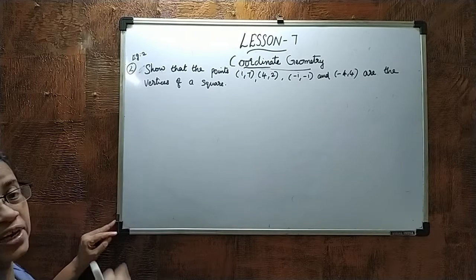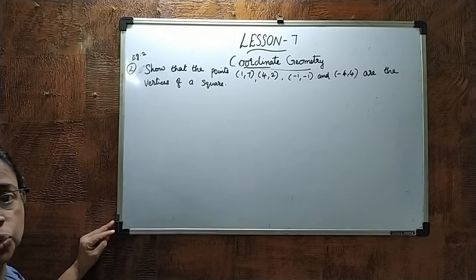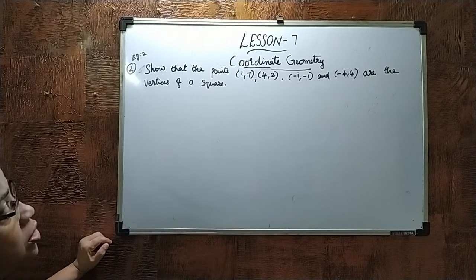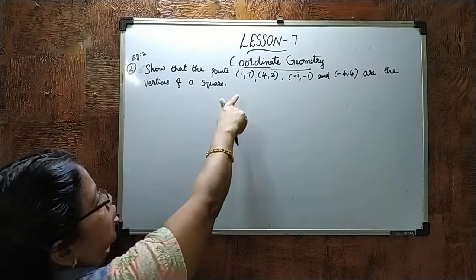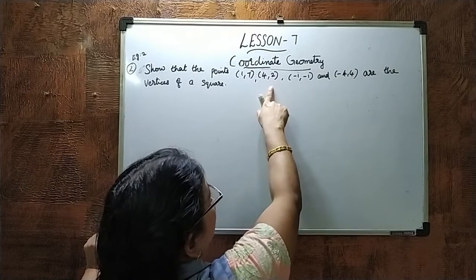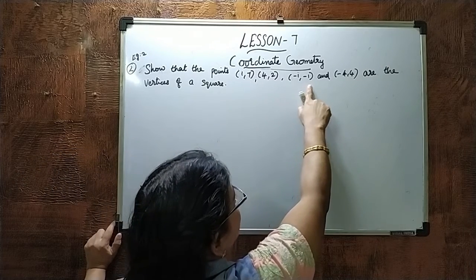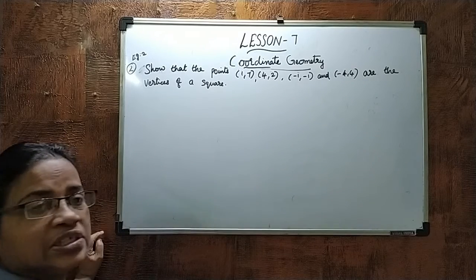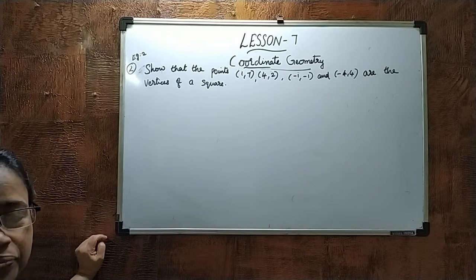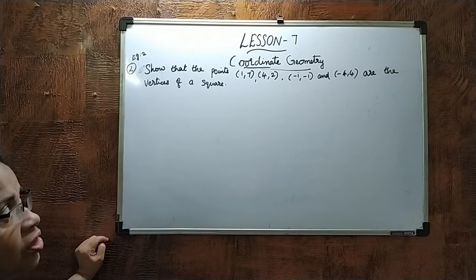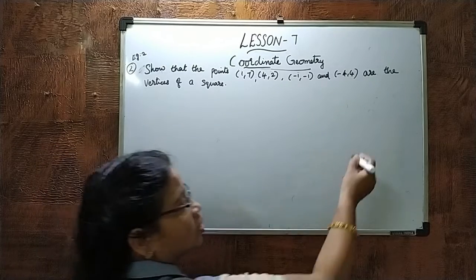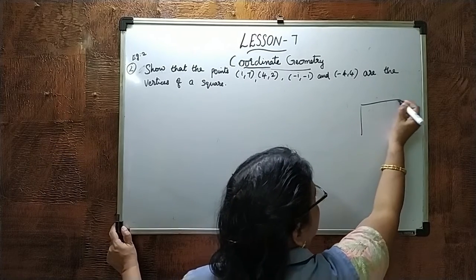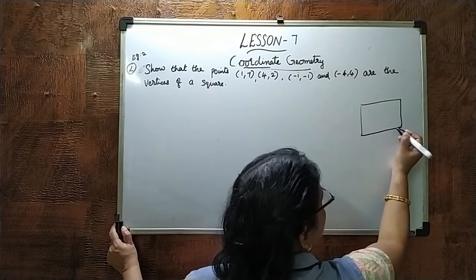We will do the second question. It is example number 2 from the textbook. And the question is, show that the points (1, 7), (4, 2), (-1, -1) and (-4, 4) are the vertices of a square. Now what do you have to do then? Vertices of a square means what? It will be the coordinates of the corners, right?